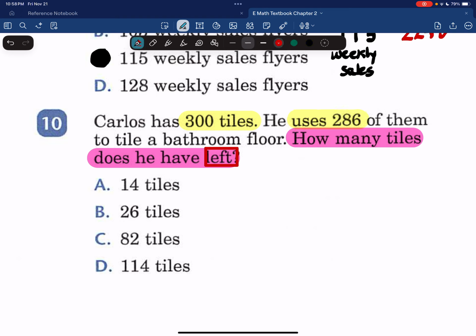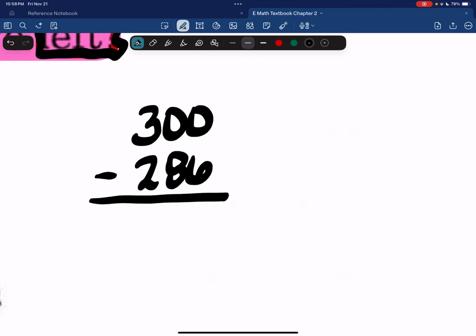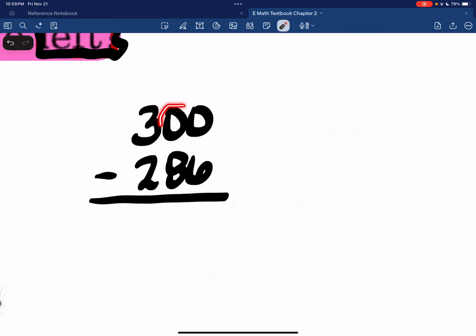So he started with 300. He used 286. Left tells me to subtract. Be careful here. Let's move slowly. I cannot take 6 from 0, but there's nothing here to borrow. So I move on over here and I borrow 1.